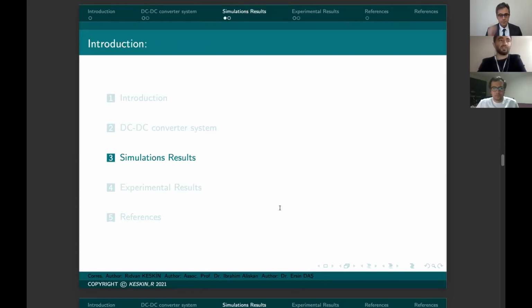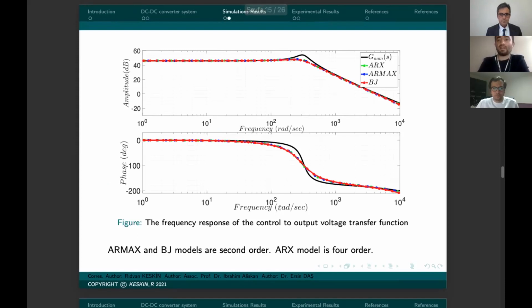Finally, the simulation results section. ARX, ARMAX, and BJ models, Box-Jenkins models, from linear parametric system identification methods are preferred for model estimation. In this figure, the frequency response from control signal to output voltage can be seen. These three approaches have similar frequency responses, but ARMAX and BJ models are second order, while the ARX model is a fourth order one.